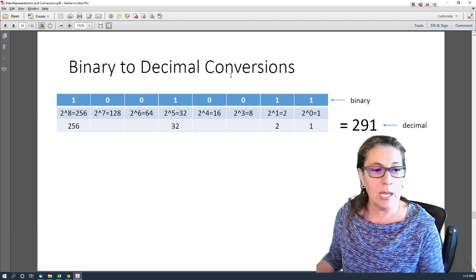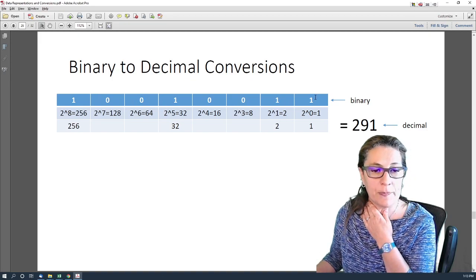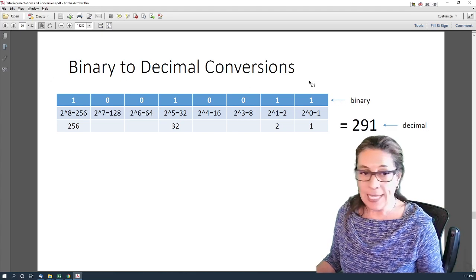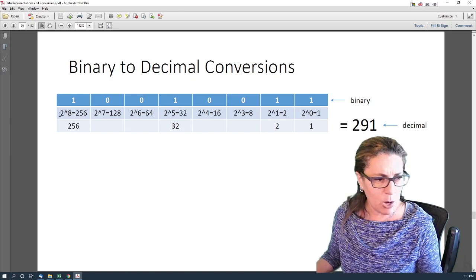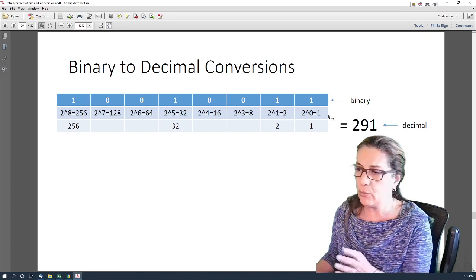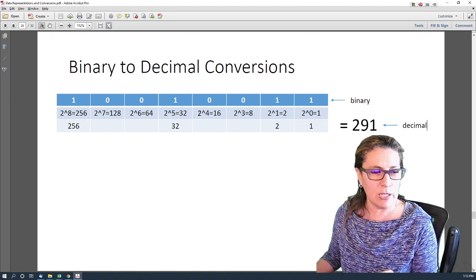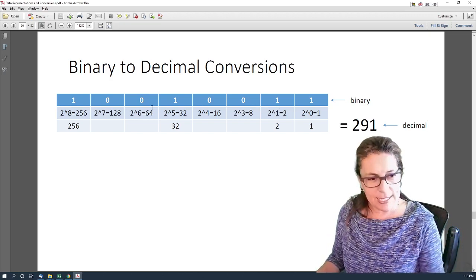For example, this number, 1001011, is in binary. What is this number in decimal? Well, it's super easy. Just write down another little row over here that has the powers of 2: 2 to the 0, 2 to the 1, 2 to the 2, 3, 4, 5, 6, 7, 8, etc. Just write it down.